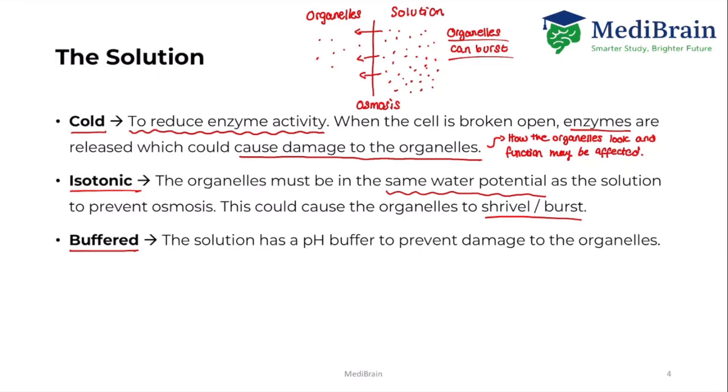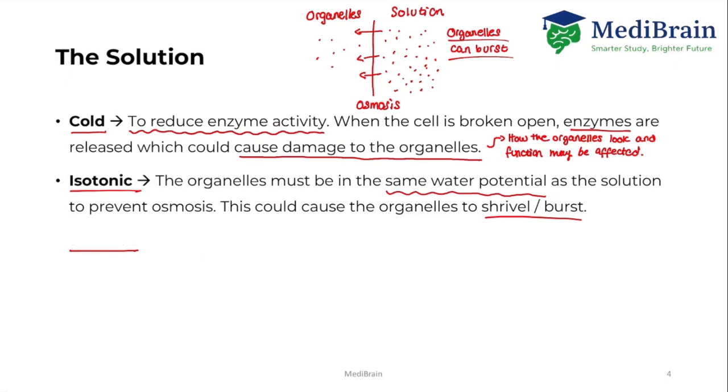Okay, so it needs to be buffered. So again, we don't want the conditions to be too acidic, too alkaline. We don't want to denature any part of the organelle. We don't want the pH to affect any of the function. So it's a control that we need to have in order to get the organelle as it is, carrying out the function that it normally does. Okay, so the three factors of the solution that we need, they need to be cold, isotonic, and buffered. Okay, those are the three factors.